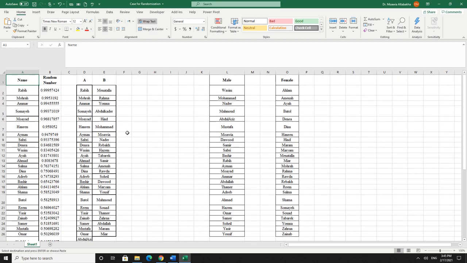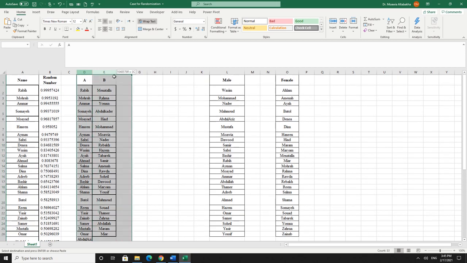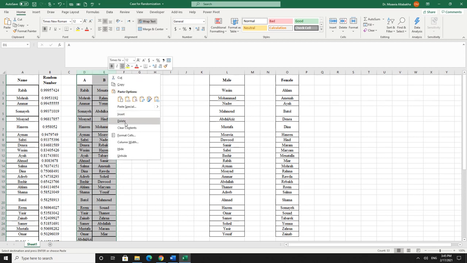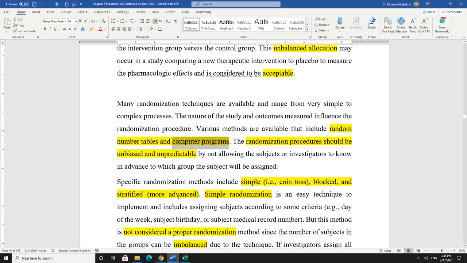But you know what is the problem? Maybe here you have more male than female, whereas here you have more female than male. This is the problem. Or in other words, maybe you have a problem with the risk factors, meaning factors that might affect the results. That's why I need a more sophisticated way to deal with that. So simple randomization might not be good enough. I need to go to something more advanced.